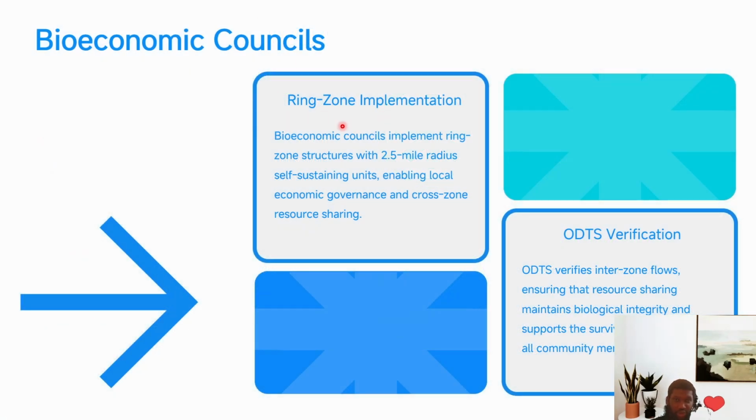Biological councils, ring zone. Biological councils implement ring zone topology, 2.5 mile radius, self-sustaining units enabling local governance across zone resource sharing. So if you work at 2.5 mile, you can work there, that's a 45 minute walk to another zone. But there's a breathing room.